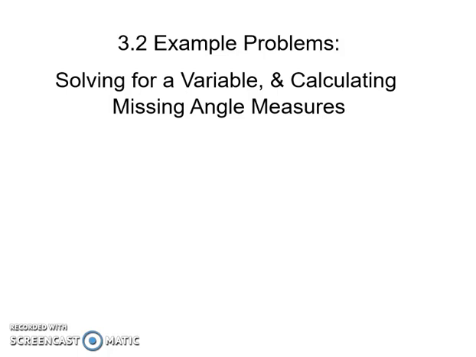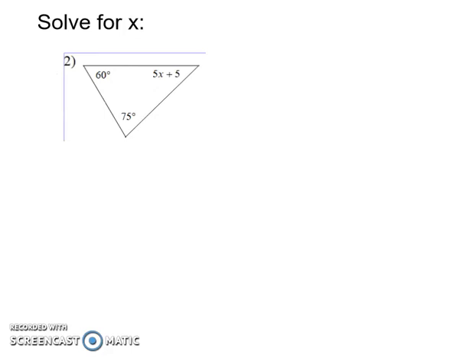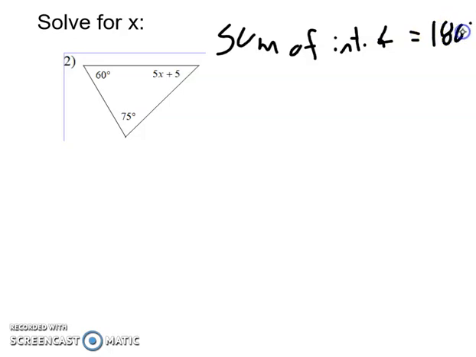Here's the first problem. This is pulled directly from a worksheet. It says, in this problem, we want to solve for x. Okay, so the first thing that you want to notice is look at the diagram. Do we have any exterior angles or do we just have a shape? Well, in this picture, we just have a triangle. And remember, we know that the sum of the interior angles is 180 degrees.